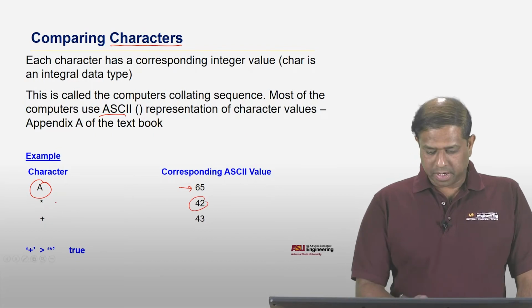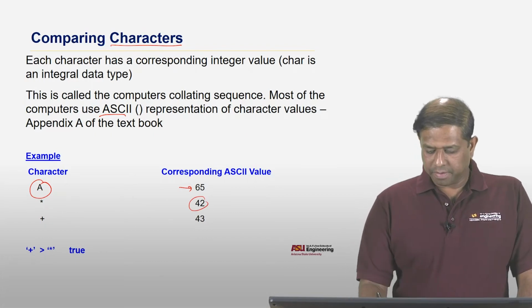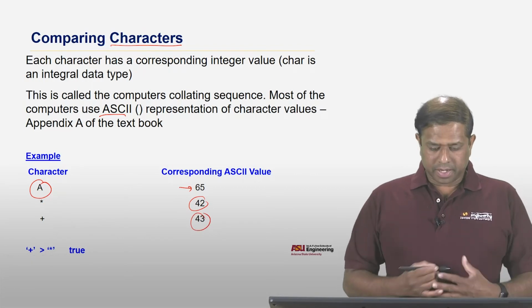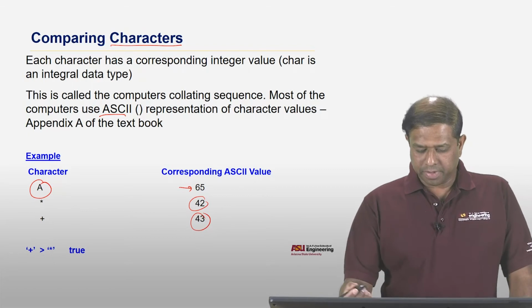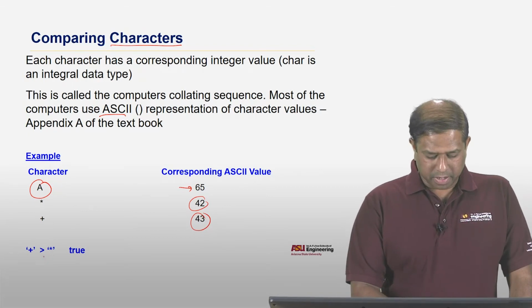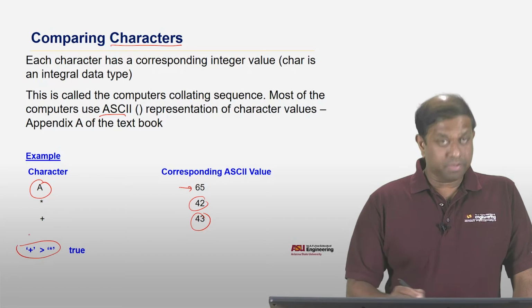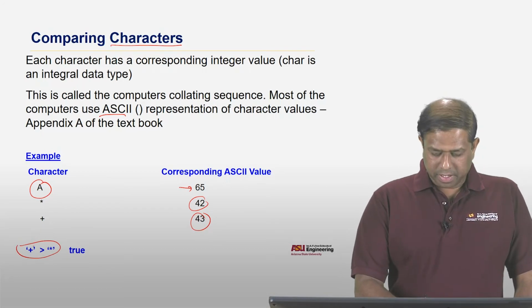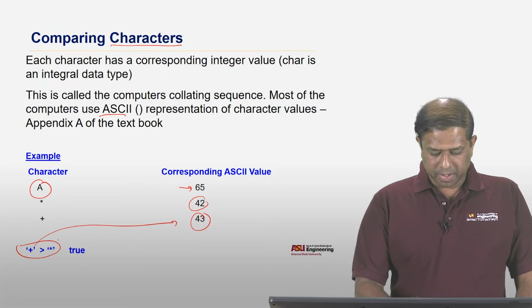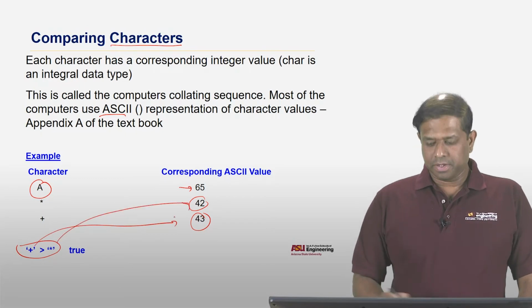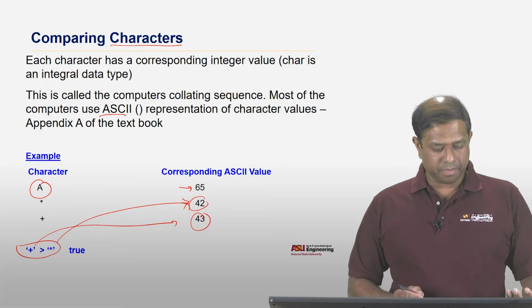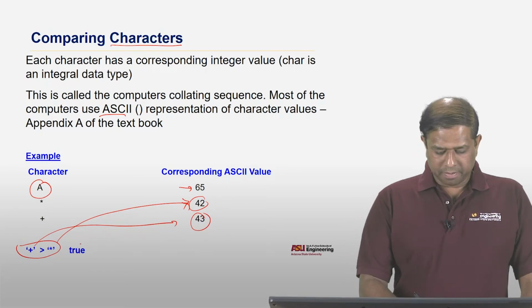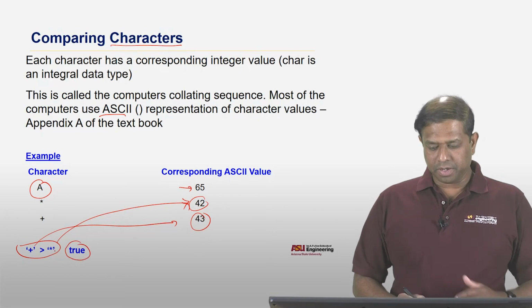The multiplication sign, and then the plus sign has the ASCII value 43, and so on and so forth, right? So now when we use these characters for comparisons, we can do something like this: plus greater than or equal to multiplication. Now we know that plus is 43, multiplication is 42. So from an ASCII value point of view, plus has a higher ASCII value than multiplication. So this evaluation is going to give me true, right?